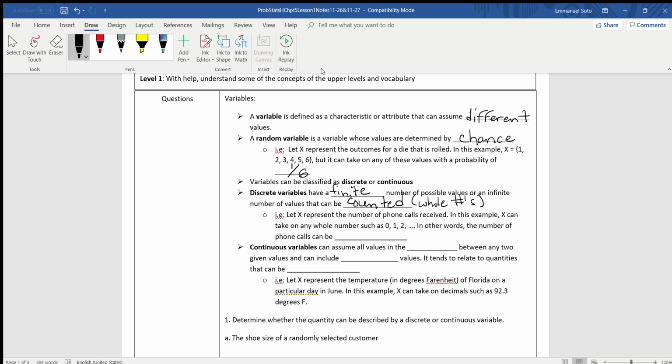Another example is the number of phone calls. This is something that can be counted, right? You can't have -1 phone calls, but you can have 0 phone calls, you can have 1, 2, any number of phone calls, as long as it's a whole number and can be counted. Therefore, the number of phone calls is considered a discrete variable.